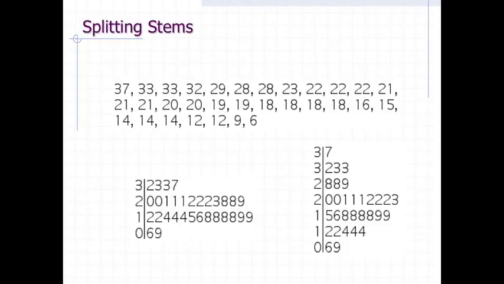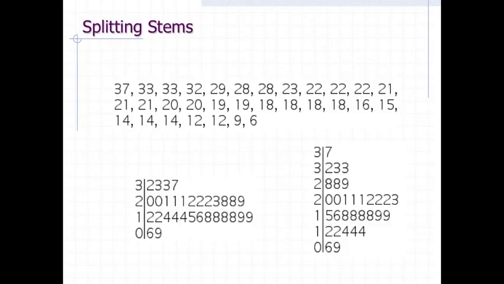We can make our figure even more revealing by splitting each stem into 2 parts. This display on the right shows how to do this. The top row is reserved for the numbers from 35 to 39 and holds only the 37 touchdown passes. The second row is reserved for the numbers from 30 to 34 and holds the 32, 33, and 33 touchdown passes made by the next 3 teams. You can see for yourself what the other rows represent.